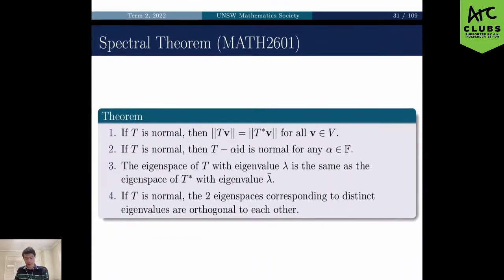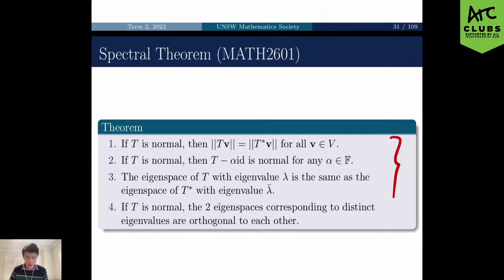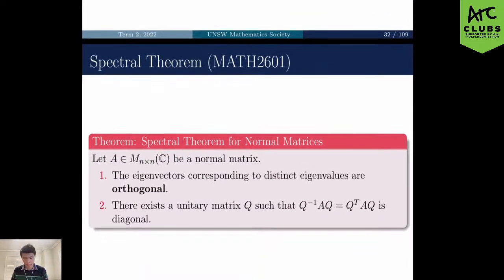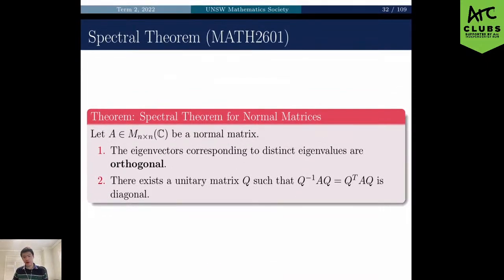And the spectral theorem tells us a number of properties. This is not the spectral theorem just yet, but there is a number of properties about normal maps. Right, we won't go into them too much because you can just read them in your own time, but we'll move on to the spectral theorem now. Okay, so for a normal matrix, there are two really important properties.